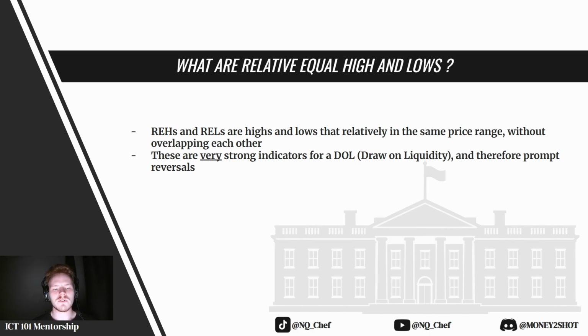Relative equal highs and lows are very strong drawn liquidities. And if I haven't explained what drawn liquidities are, it's basically where does price want to reverse? In other words, go from a buy program to a sell program, or go from a sell program to a buy program. And relative equal highs and lows are an extreme draw on liquidity. It's one of the strongest draws on liquidity.